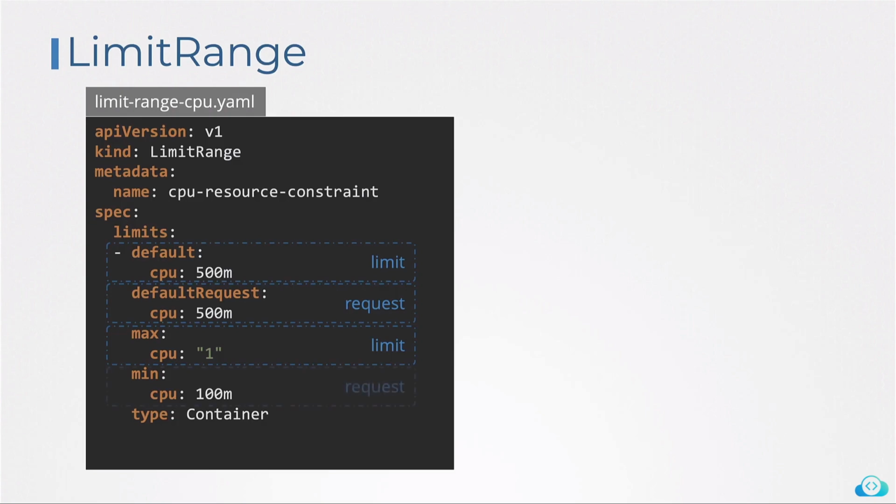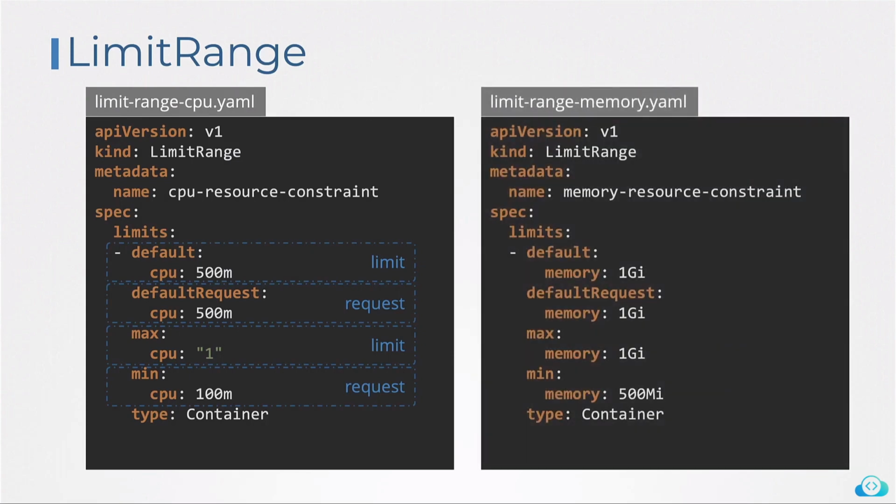The same goes for memory. Use memory instead of CPU and specify the defaults and max and min values in this form. Note that these limits are enforced when a pod is created. So if you create or change a limit range, it does not affect existing pods. It will only affect newer pods that are created after the limit range is created or updated.